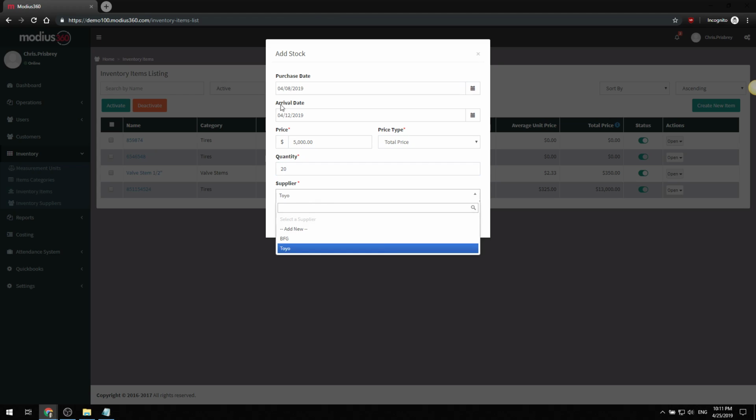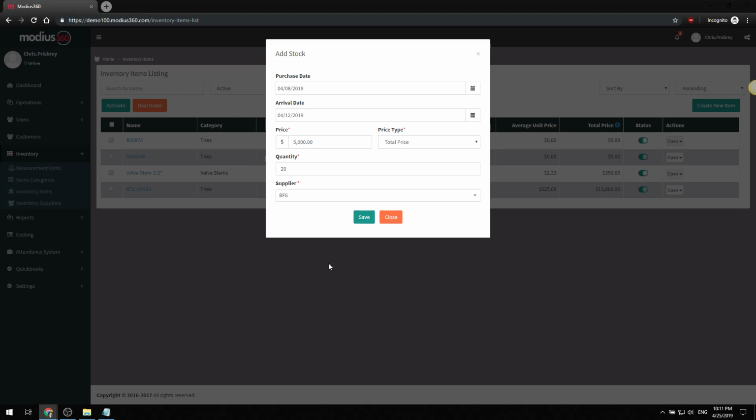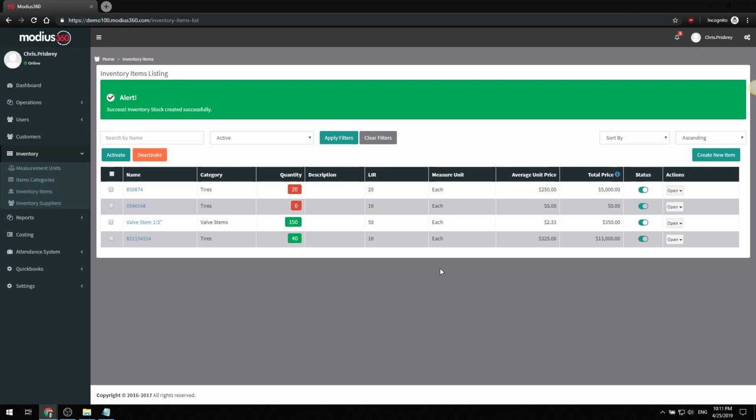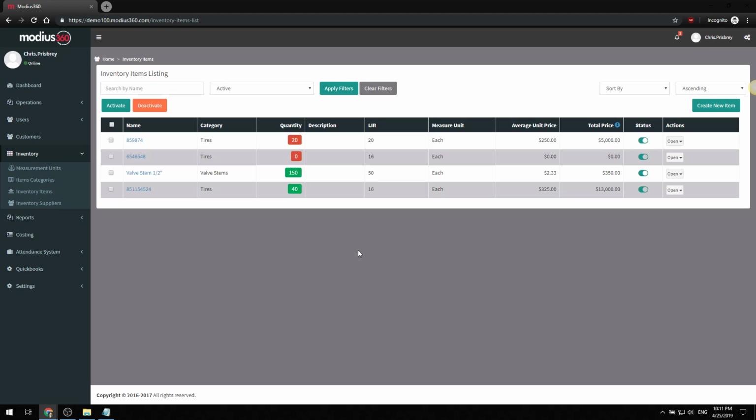My supplier, I know on this one I put BFG, so let's put BFG, and I'm going to go ahead and save that. With that, we now see that we've got 20 tires, an average unit price of $250, and a total price of $5,000. That means we've got $5,000 worth of tires at a unit price of $250.